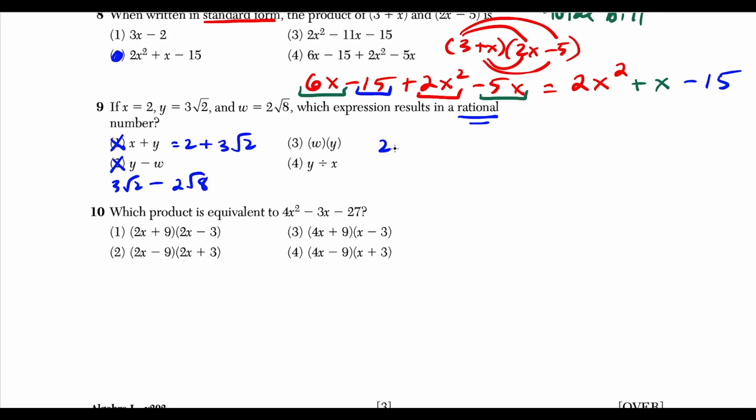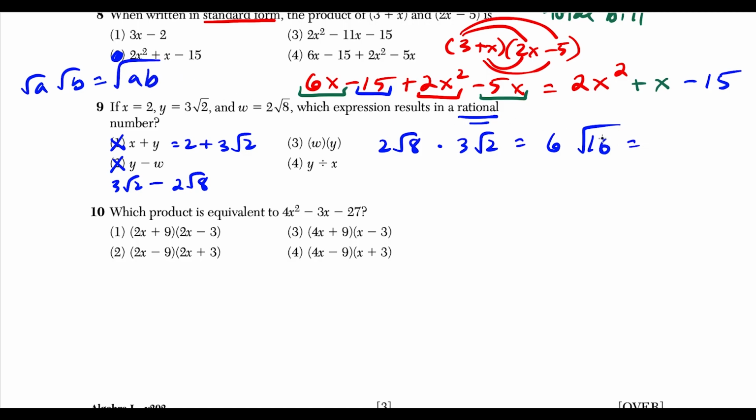This is going to work out to, we would have 2 radical 8 times y is equal to 3 radical 2. And when you multiply irrational numbers, you could do 2 times 3 first is 6, and then radical 8 times radical 2 makes radical 16. Just know this rule. Radical a times radical b is equal to radical a times b.